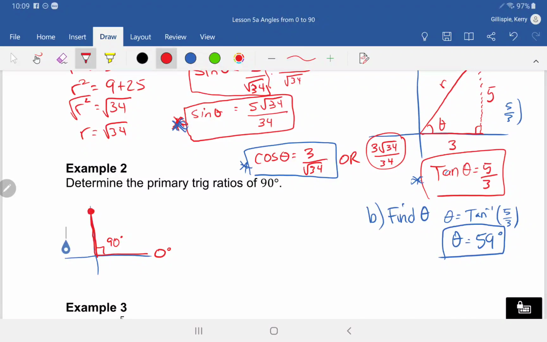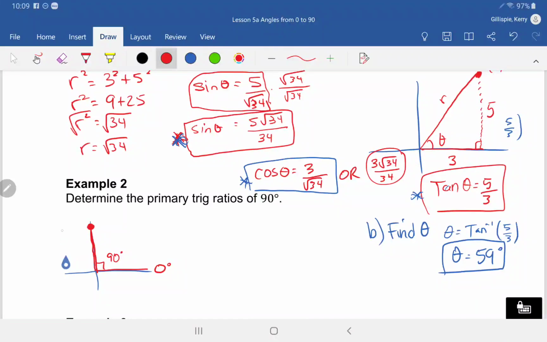Now, for this coordinate, we can use anything we want as long as it's on the y-axis. That coordinate could be 0, 10. That coordinate could be 0, 1,000. That coordinate could be 0, 50. For simplicity's sake, let's call that coordinate 0, 1. So let's just say that is 1 unit up. So this is going a height of 1, and it's starting at 0. So we're doing the sine of 90.